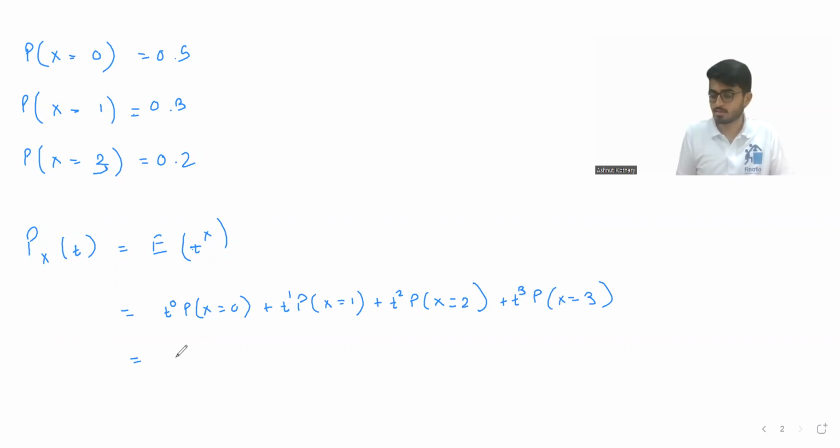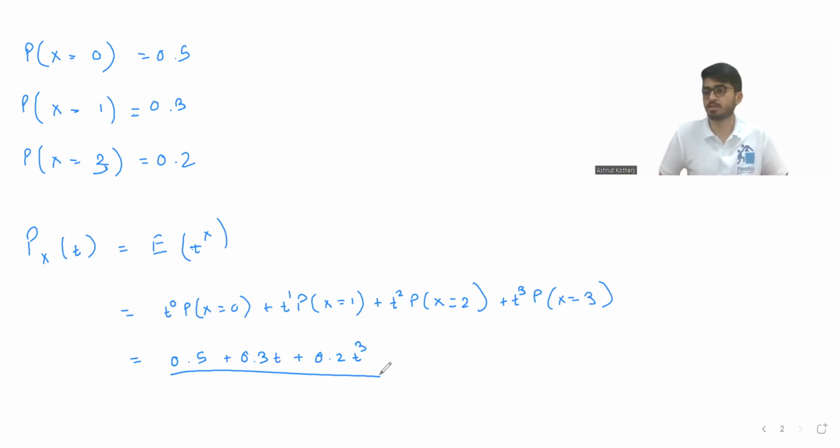Now what we'll see is it is 0.5 plus 0.3t plus 0.2t cube. This is basically the final answer which has been asked in the question.